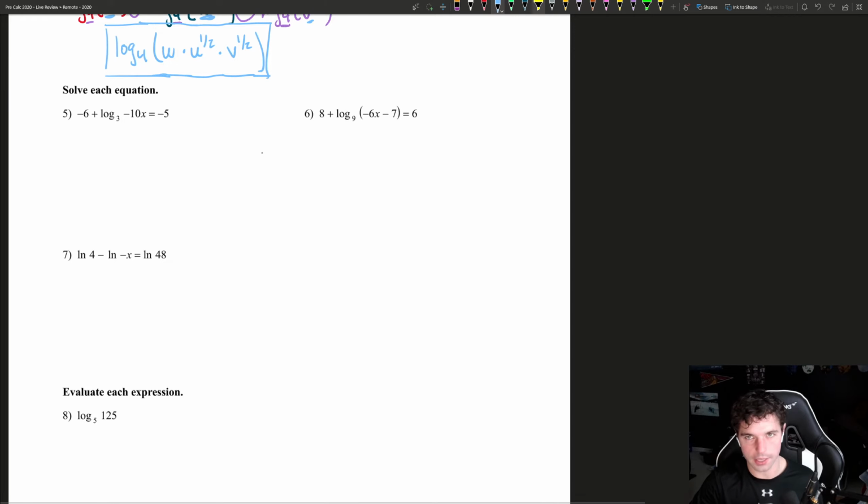So the first thing you need to ask yourself is where's our unknown. In number 5, our unknown is attached to the 10, which is actually inside this log base 3. And we need to get rid of everything that's not attached to that. So we need to add the 6 to both sides. And when we do that, we get negative 5 plus 6, which is just 1.